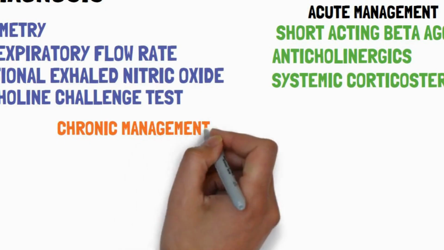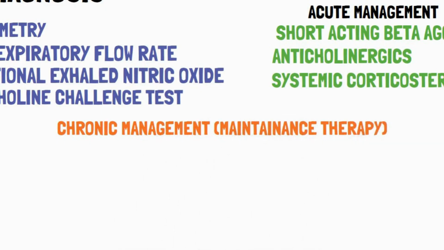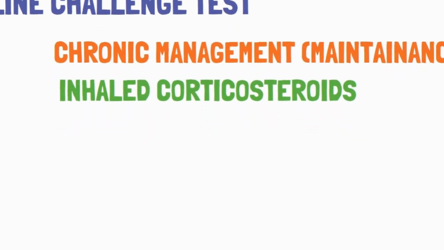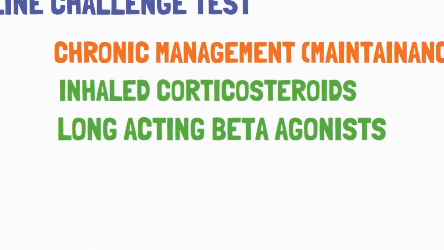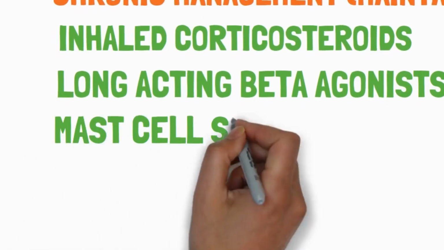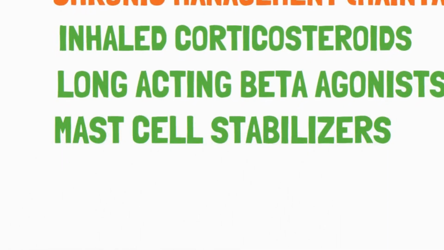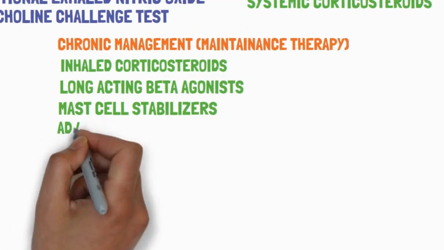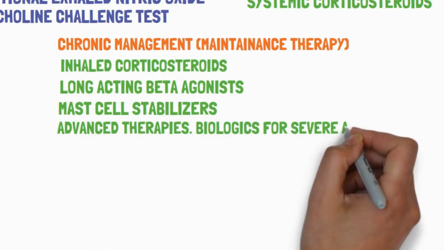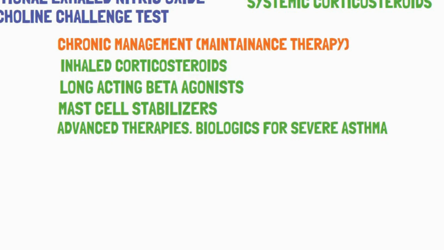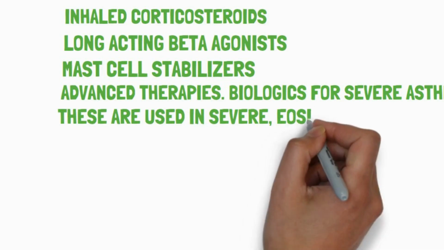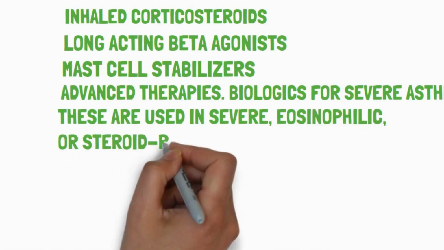Then we have chronic management. So this includes inhaled corticosteroids, examples being budesonide and fluticasone. We've got our long-acting beta agonists. An example is Symbicort. Then we have mast cell stabilizers also in addition. Then we've got advanced therapies. So for advanced therapies, we have biologics for severe asthma. These are usually used in severe eosinophilic or steroid-refractory asthma.